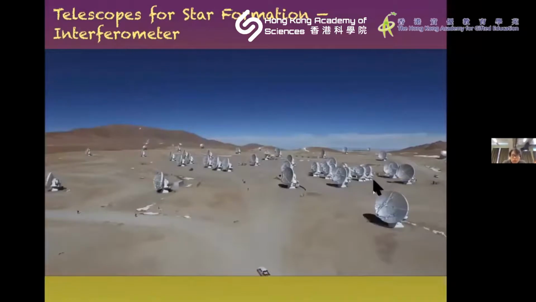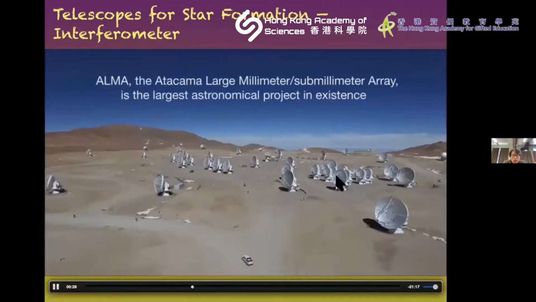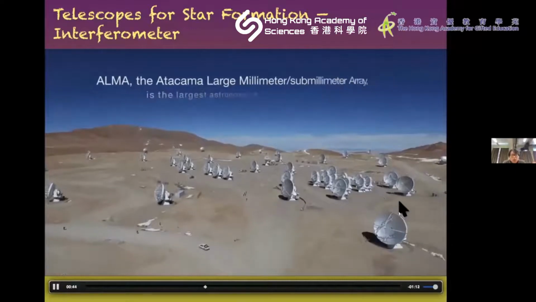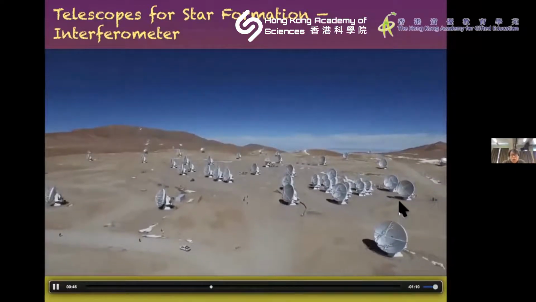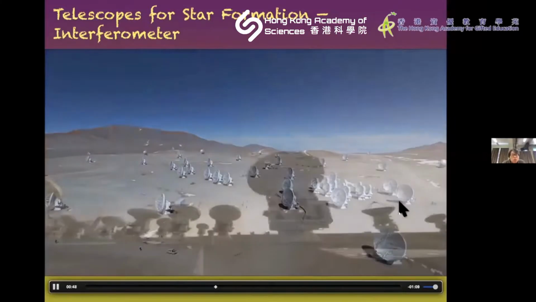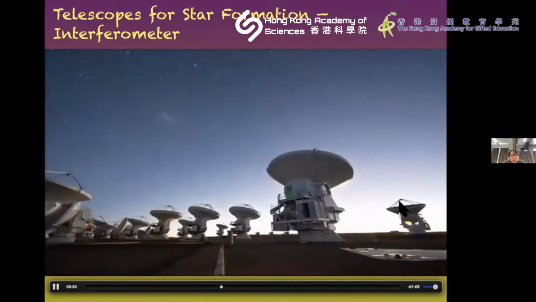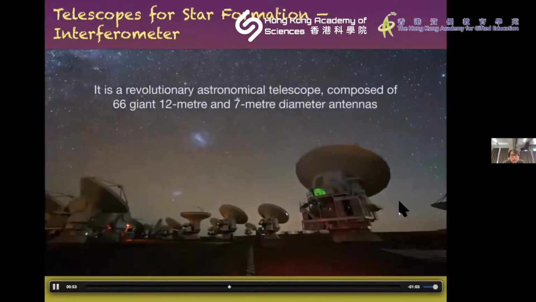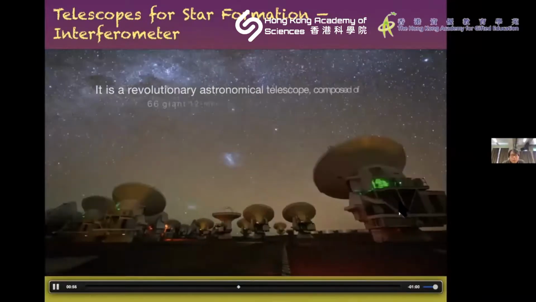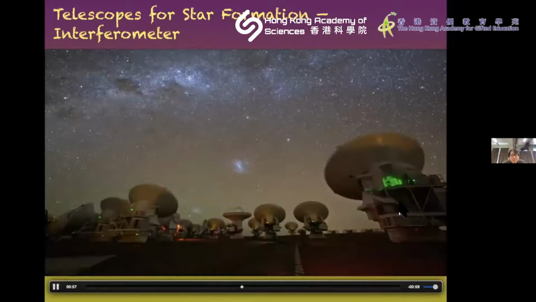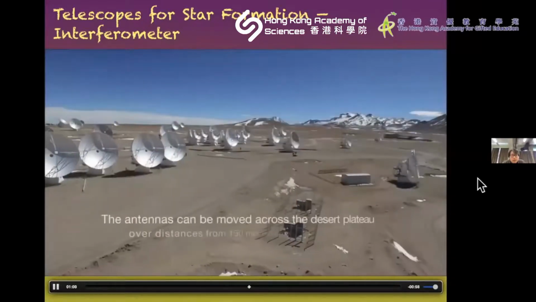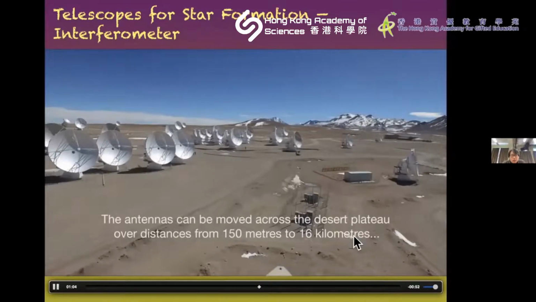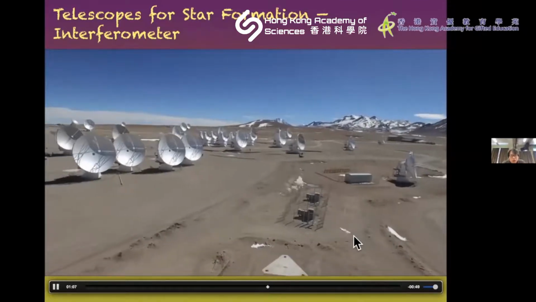So now we are seeing these dishes, about 66 of them, distributed over 200 meters. You can distribute them to an even farther range to mimic an even larger telescope. The largest is 16 kilometers. So you get extremely high resolution.